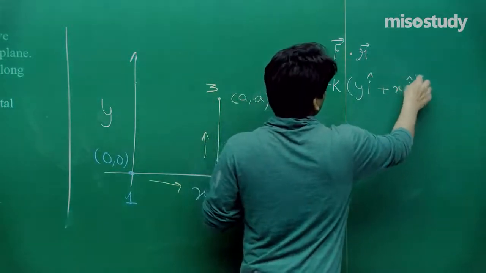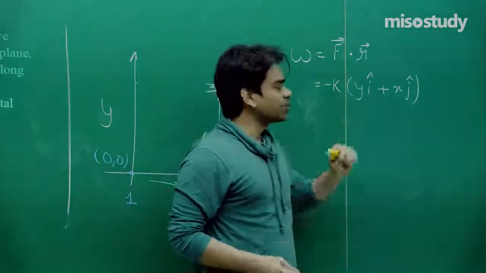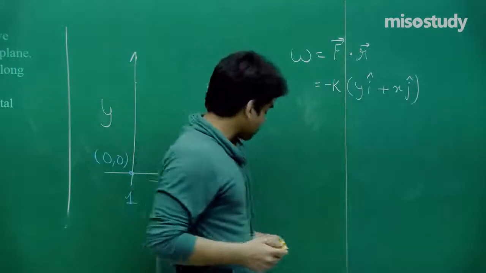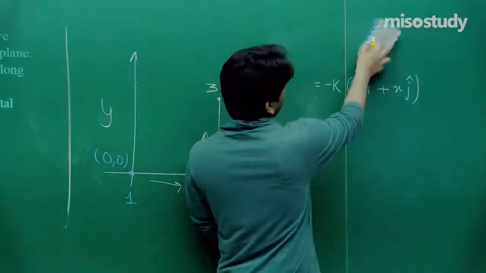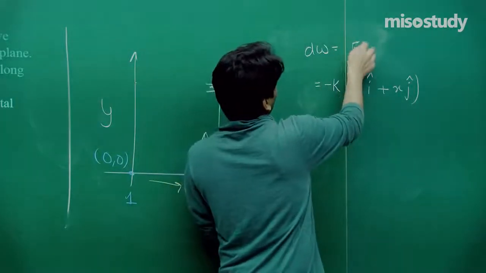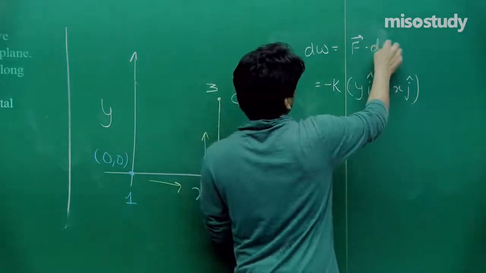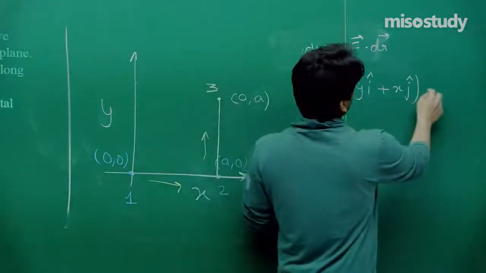This is what we need to show, and the r vector I have shown you here. Actually, I should write small work done. We need to integrate. I should write small work done, that should be equal to F dot dr.